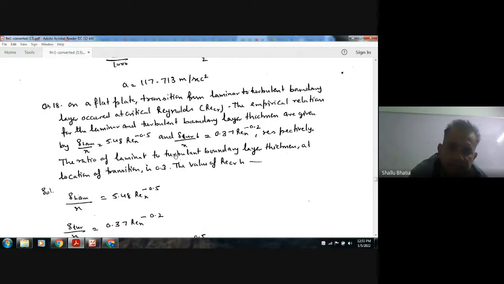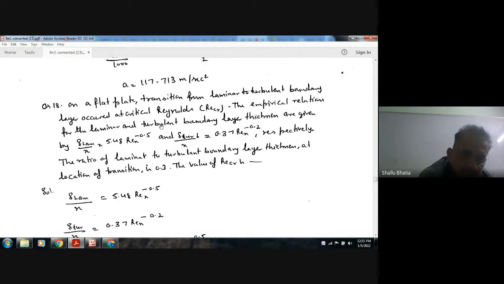Next, on a flat plate, transition from laminar to turbulent boundary layer occurred at a critical Reynolds number. The empirical relations for laminar and turbulent boundary layer thickness are given as delta laminar by x equal to 5.48 Rex to the power minus 0.5, and delta turbulent by x equal to 0.37 Rex to the power minus 0.2, respectively. The ratio of laminar to turbulent boundary layer thickness at the location of transition is 0.3. The value of Re critical is.